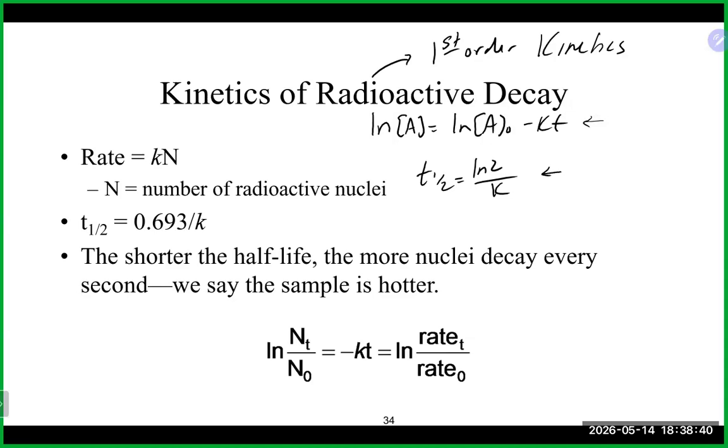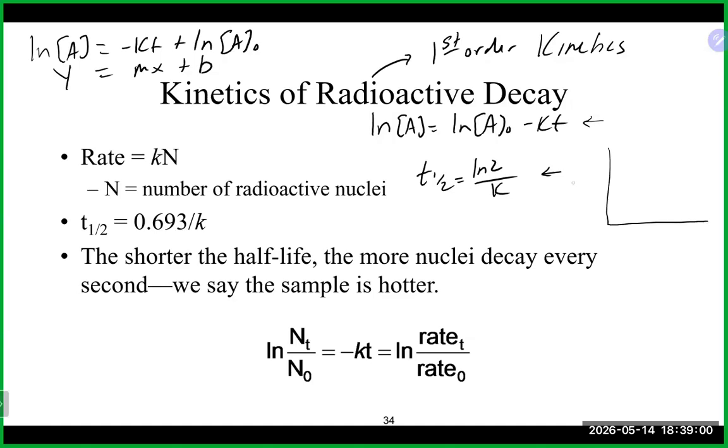And this goes with a graph that is very typical for first order, and that is the natural log of A is equal to minus kt plus the natural log of A naught. That is in the form of y equals mx plus b, a straight line. And if you graph the natural log of A versus time, you would yield a straight line where the slope of that line equals the negative of the rate constant.